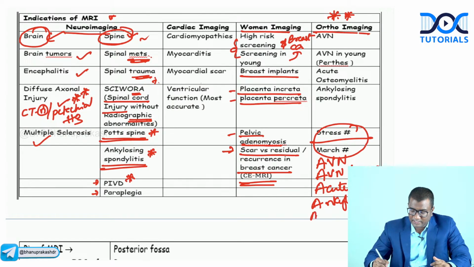So march fracture or stress fracture. You can remember this list for MRI. All of these, the investigation of choice is MRI. Brain, so neuroimaging, orthopedic imaging, women imaging, right? Cardiac imaging. Please remember, just put some effort, you'll learn it.